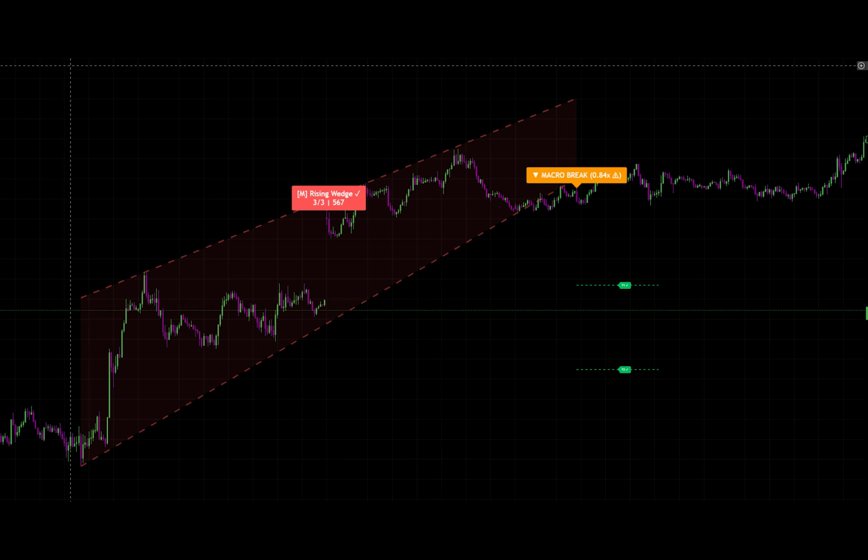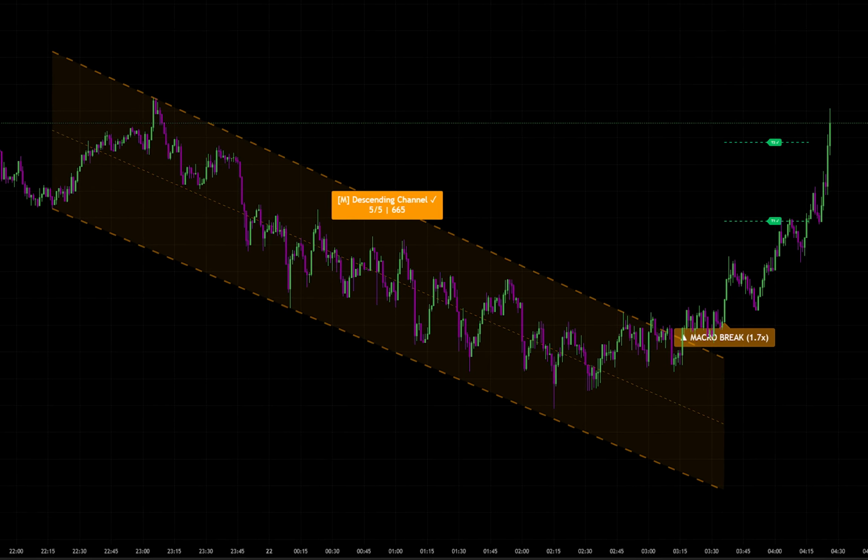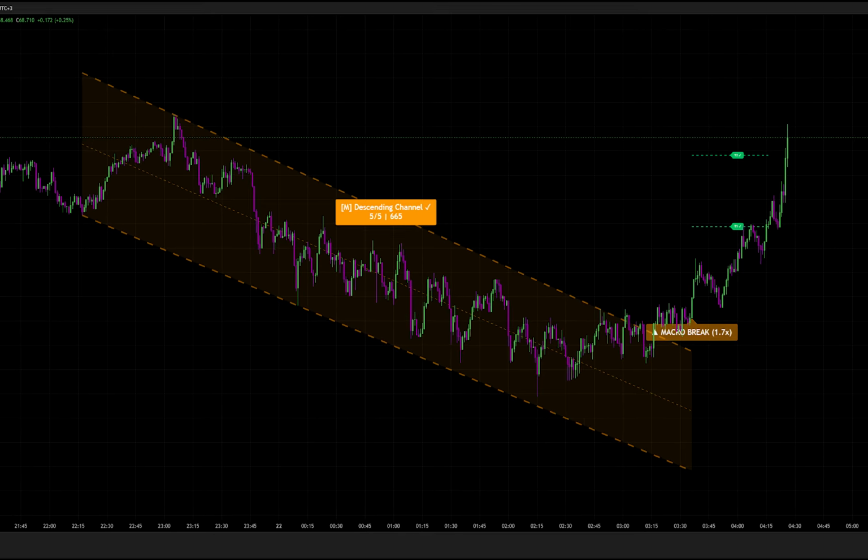Now compare that to this break, volume ratio, very low. Warning symbol, below average volume on the break. Retail doing the work, proceed with extreme caution. You know in real time whether this break has conviction behind it or not. That changes everything about your entry decision.